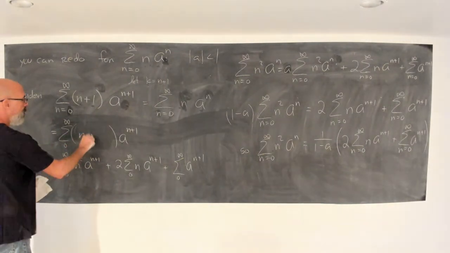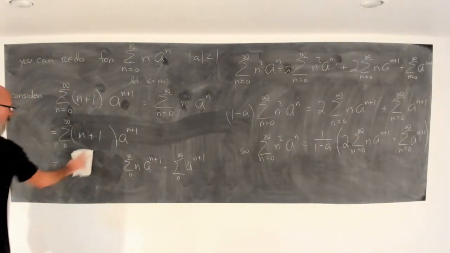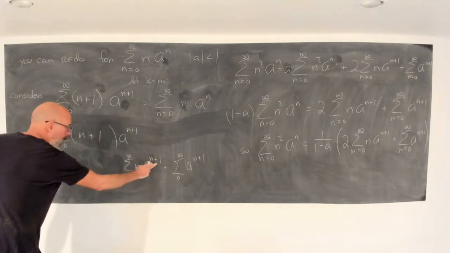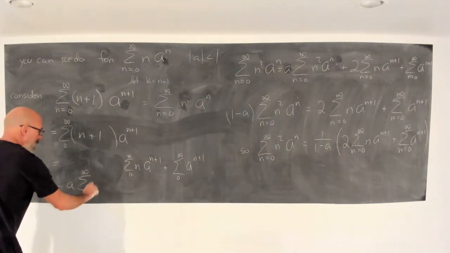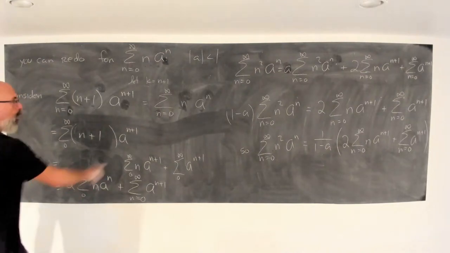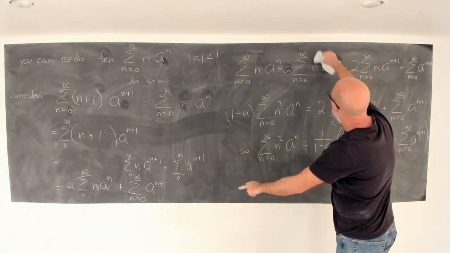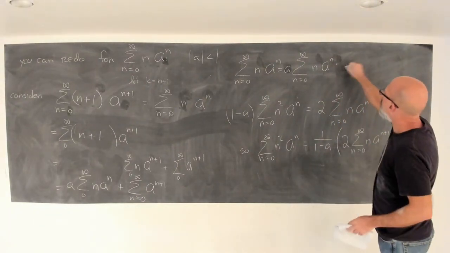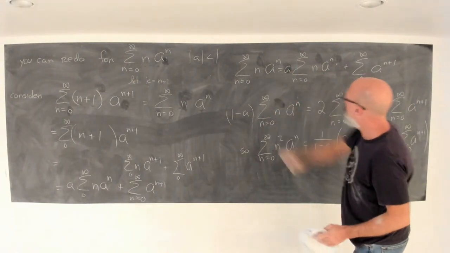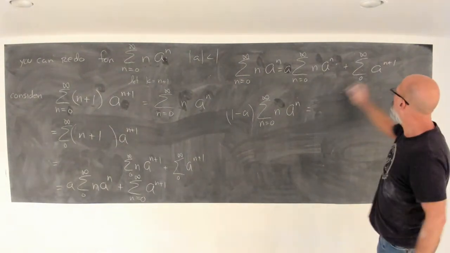This is n plus 1. Sorry about that. This is n plus 1, like that. That's what we should have gotten. And this part, if you factor out an a, bring it outside, this is n a to the n. So if you equate these two, this is equal to that. Bring this to the other side, same thing. And this is just equal to that.